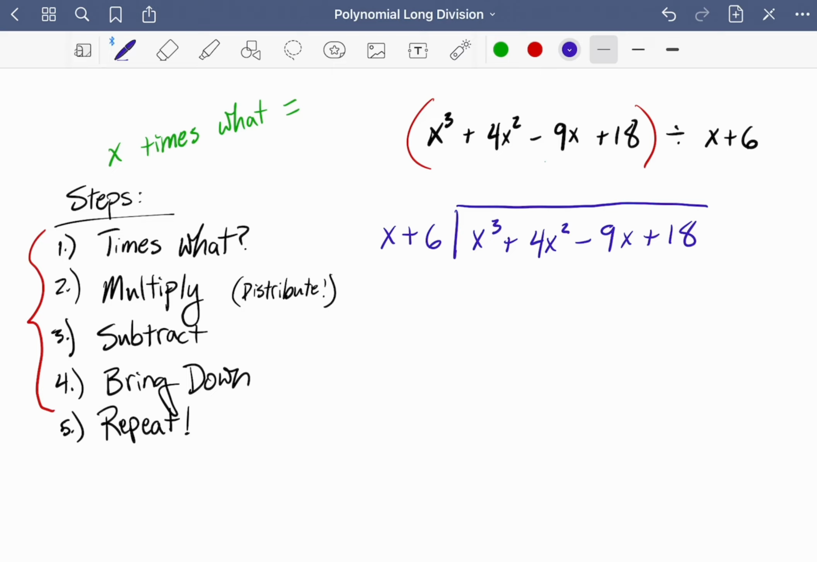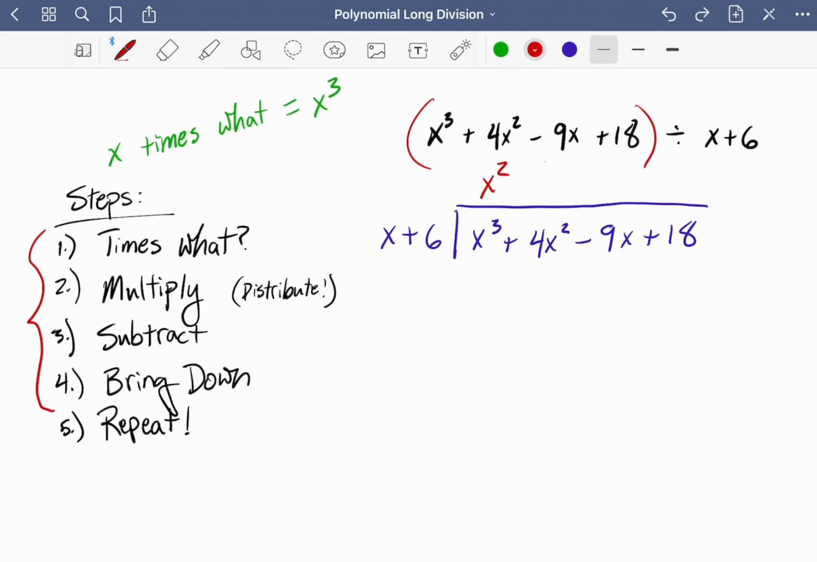All right, now for our first step, we always want to look at the leading terms. On the outside, our leading term is x, and on the inside, our leading term is x to the third power, x cubed. What we want to ask ourselves is: x times what equals this leading term x cubed? Well, x times x squared equals x cubed. So now that we've figured that out, we write the x squared above the bar.